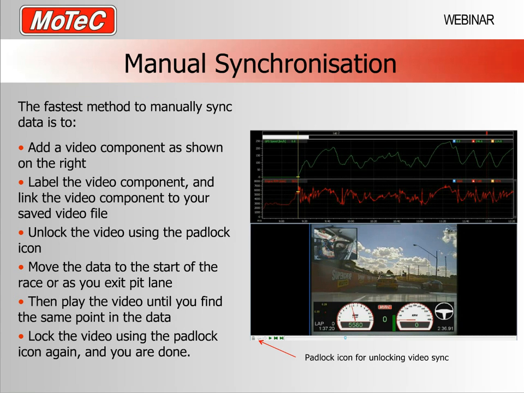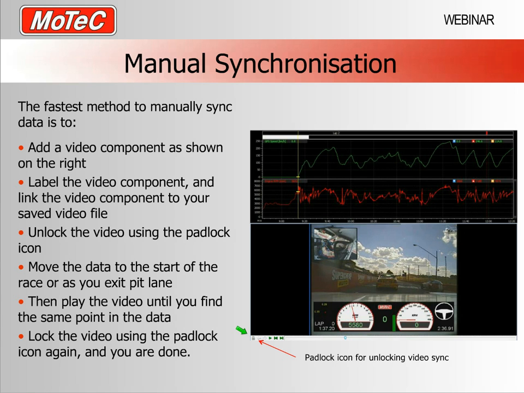So here we go through the manual synchronization method in a little bit more detail. You can see on this cursor here that I've placed the cursor at the start of the race. You can see down here the ground speed's at 0, and as the ground speed starts to come up, that's the start of the race. So I put the cursor there. Once I've put the cursor there, I've clicked down here on the padlock.